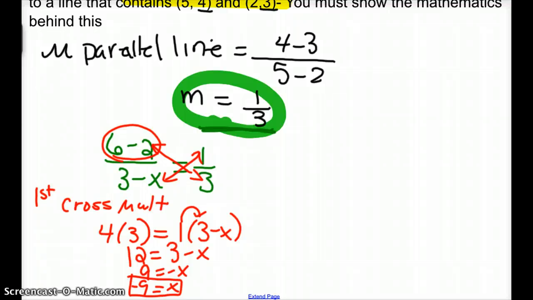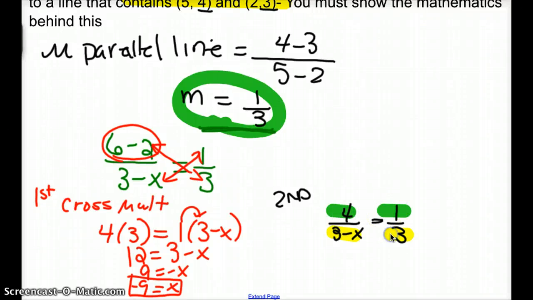The second way is 6 minus 2 is 4, and I still have my 3 minus x on the bottom, and it's supposed to equal 1/3. In order for it to be equal, both the tops and the bottoms have to match. They have to be equal fractions. So what I really need is for this top to be a 4. So I'm going to times the top by 4. I'm going to times the bottom by 4 because that's 1.